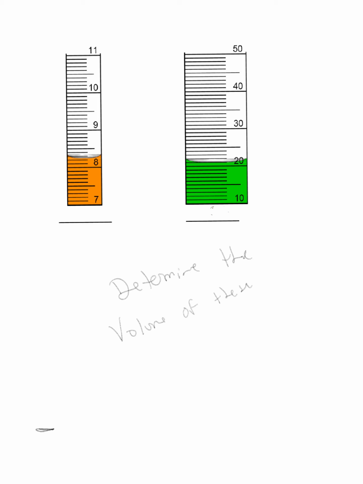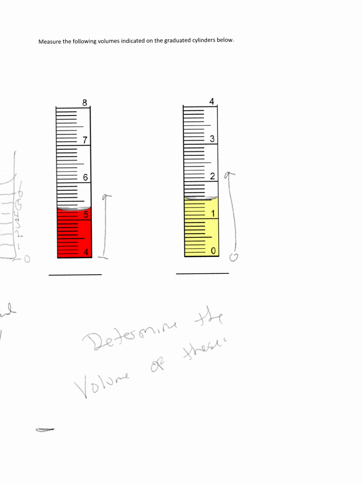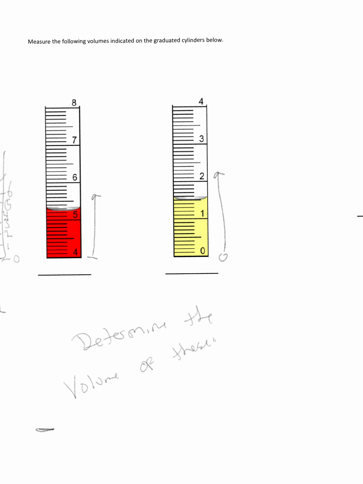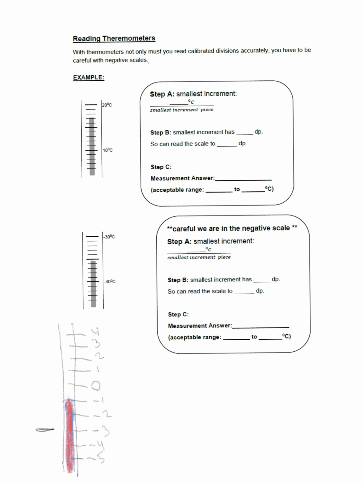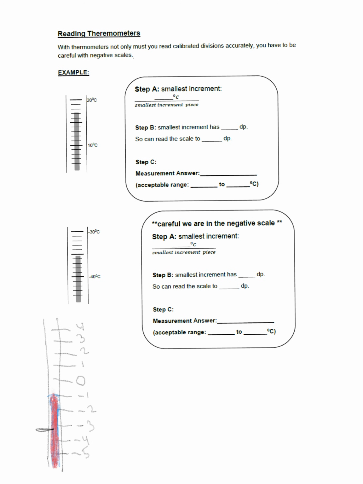For these two, you just want to tell me the volume that they're showing. And again, for these two here, tell me the volume in those graduated cylinders. And then this last one here is measuring temperature. These are thermometers. When we read thermometers, a lot of times you'll see that there are negative numbers and positive numbers on it. In Fahrenheit or Celsius, you can have temperatures that are below zero or above zero.